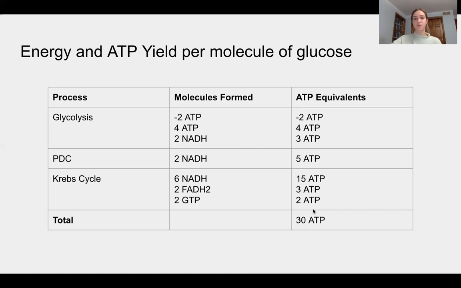So this chart here is for eukaryotes. For prokaryotes, the only difference would be that 5 ATP from glycolysis, and then our total at the end would be 32 ATP rather than 30.